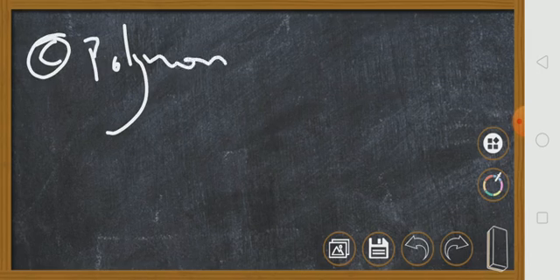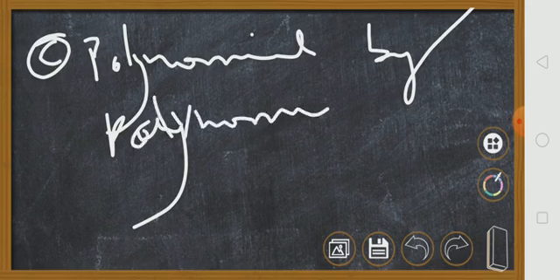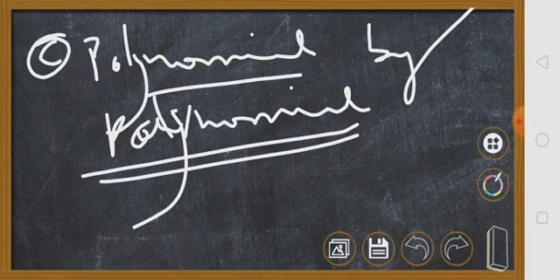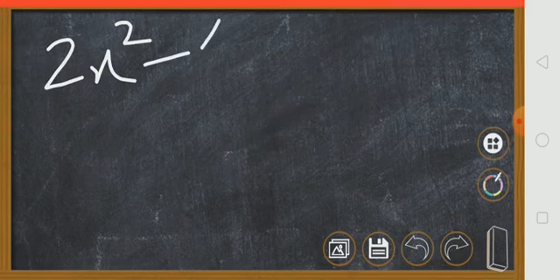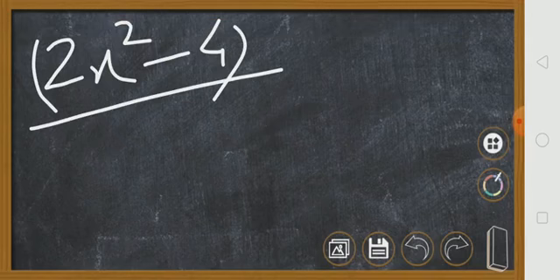Next we have polynomial by polynomial. Number C, polynomial by polynomial. So how do we do this? Same way we will do this also. Suppose you have to divide 2x square minus 4 by 2x minus 2.